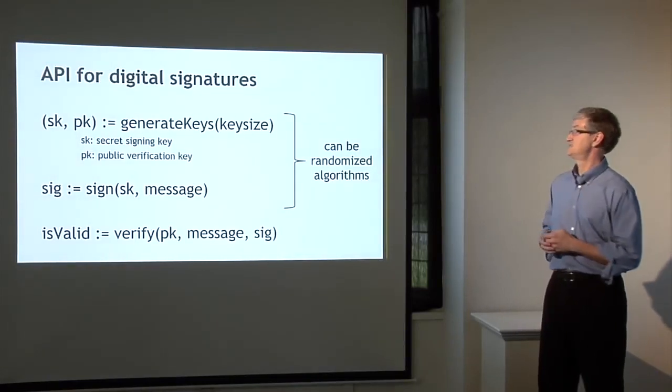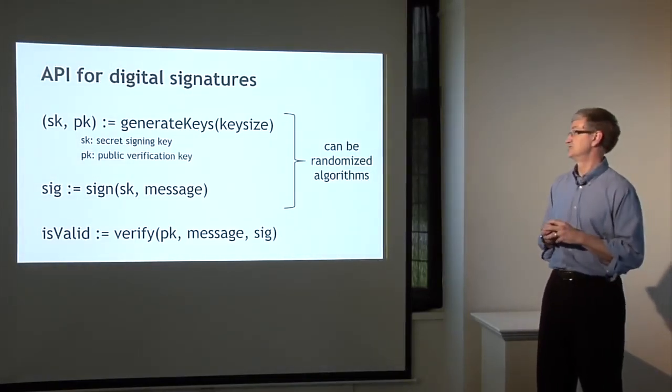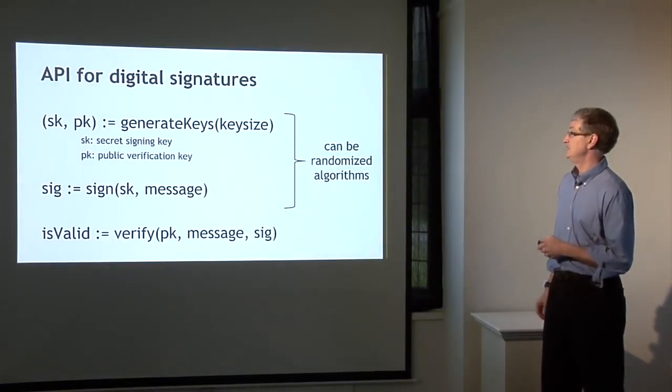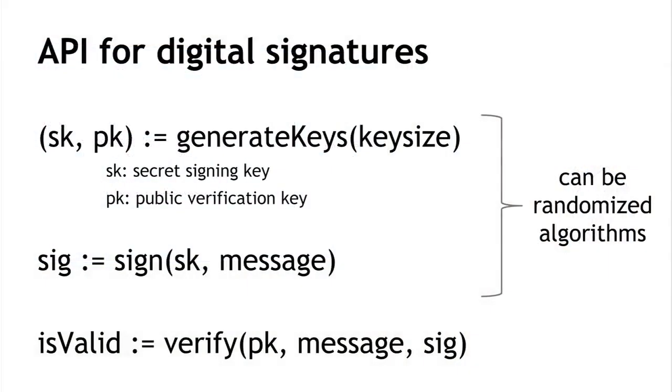So let's get into the nuts and bolts. Here's an API for digital signatures. There are three operations that we need to be able to do. The first one is that, in the beginning, we need to be able to generate keys. So we have a generate keys operation, and we tell it a key size: how big in bits should the keys be? And this produces two keys, SK and PK.